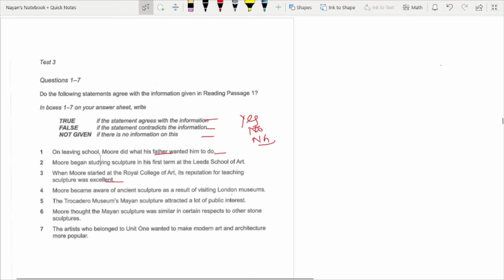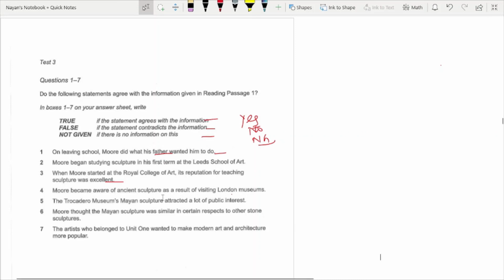Yes, let's do that. On leaving school, Murray did what his father wanted. In the paragraph, very clearly they have said that Murray inclined to whatever the father wanted. Murray began studying sculpture in the first term. No, there they have said he started making drawings. When Murray started at Royal College of Art, his reputation for sculpture was excellent. Nowhere in the paragraph have they mentioned the Royal College of Art. Fourth is Murray became aware. Yes, in the paragraph they have mentioned that he visited a lot of London museums where he got to know the beauty of it and all those things.